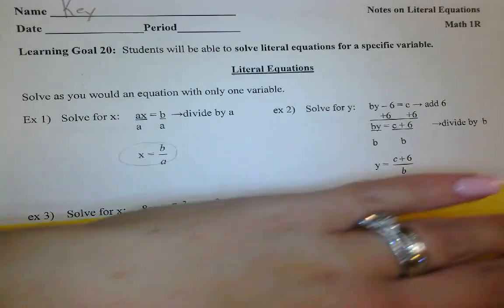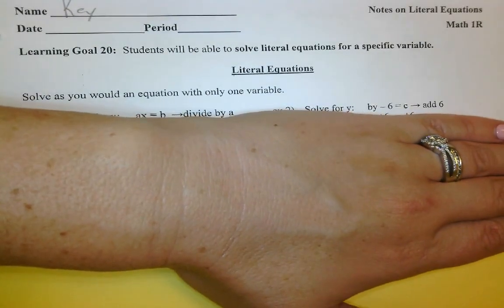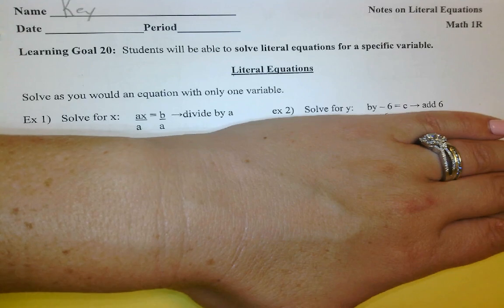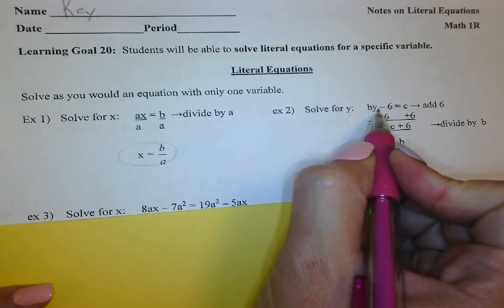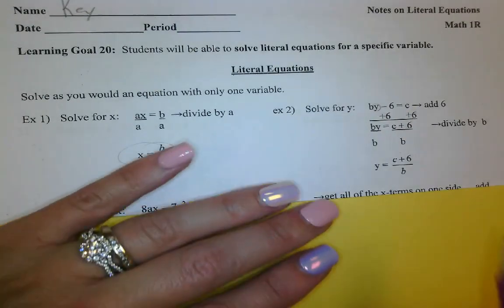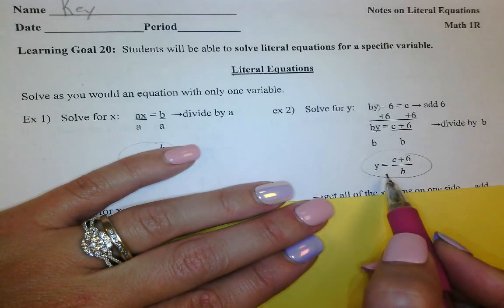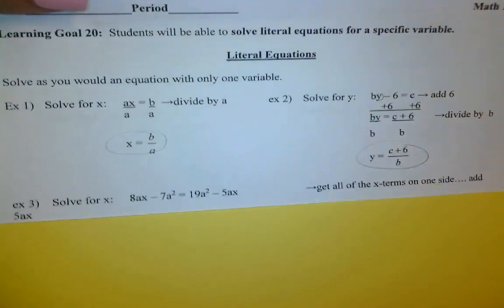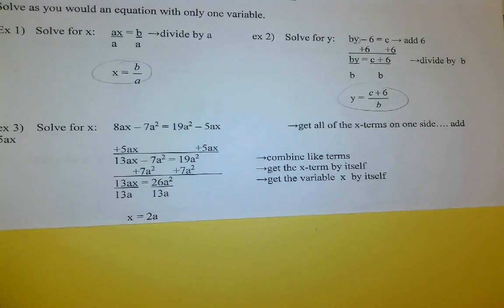So number 2, you would take this equation, by minus 6 equals c, and solve it for y. That means get the y alone, move everything else on the other side. So once y is alone, you are done. Okay, so take a minute to review those.